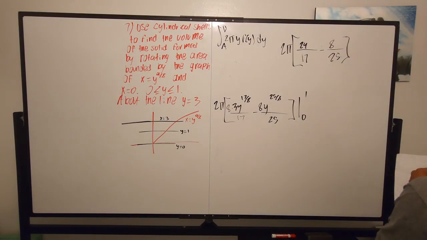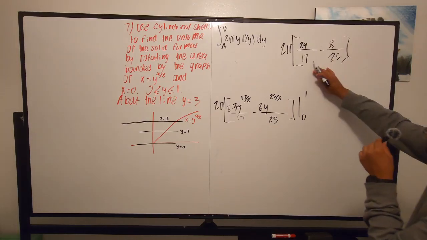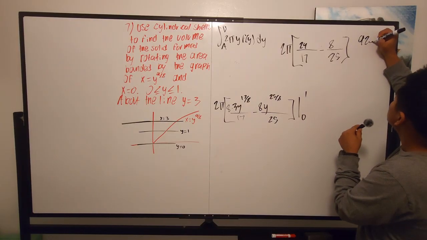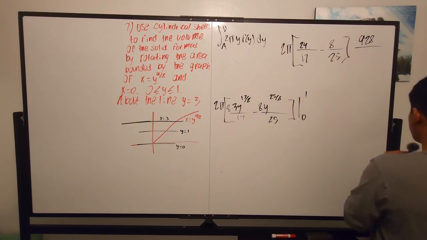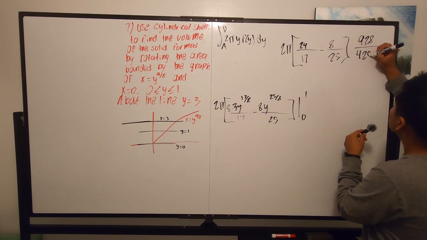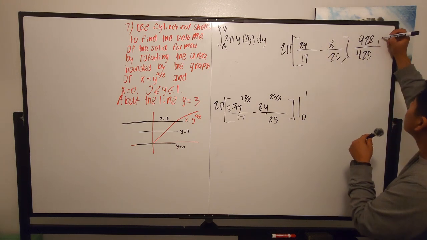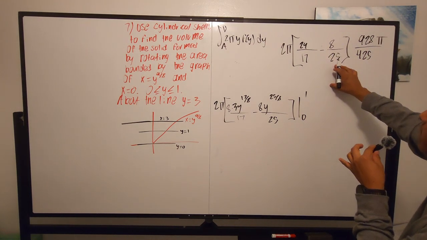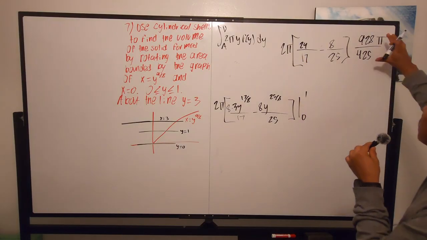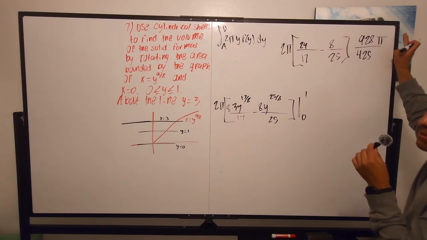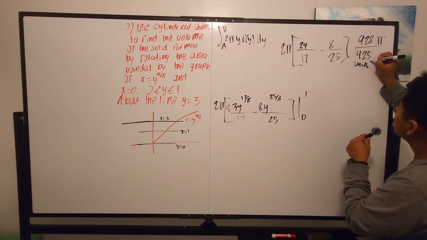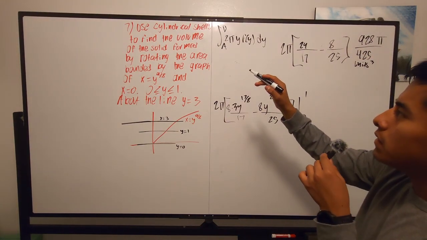But at the end of all that, if you find the common denominator for these guys, you will get 928 over 425. Don't forget about that pi. And common denominator, and then multiply that by 2. You'll get this number, and then you multiply by that pi, is what I mean. Units cubed, since we are doing volume.